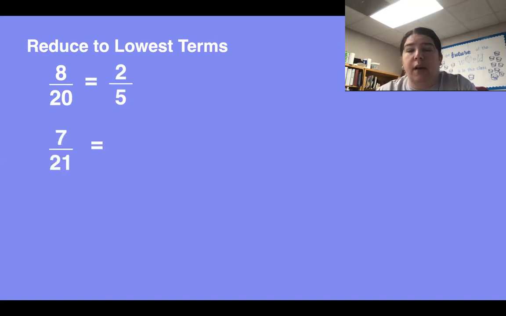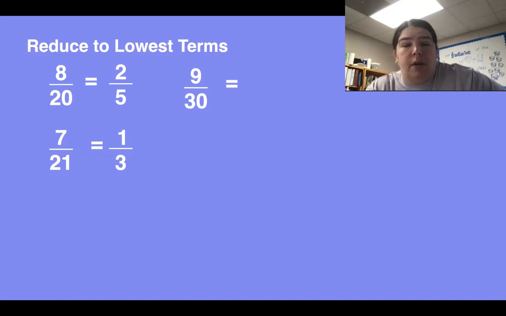Next one, 7/21s, or 7/21. What is the number they are both divisible by? 7. Very good. And when we divide the top and the bottom by 7, we get 1/3. Very good. Excellent. Make sure you're taking the number, dividing it by the number that they're both divisible by, the largest one, okay? We call it the greatest common factor, okay?